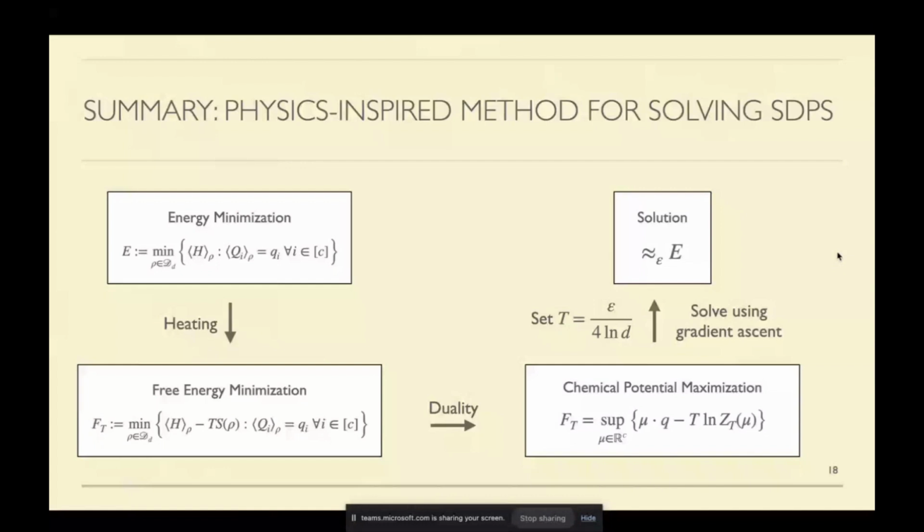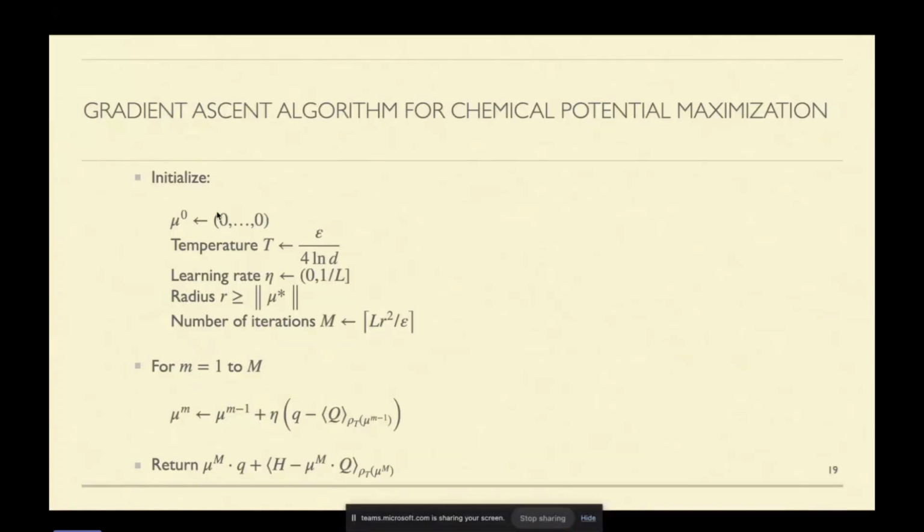Okay, so a classical algorithm for this problem looks like this, and this is all you need to specify the algorithm. So it's very simple. As we said, this will solve energy minimization, and there's also a way to modify it to solve general SDPs. So basically what the algorithm is trying to do is search for the optimal mu, right?